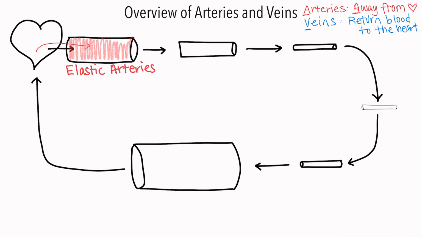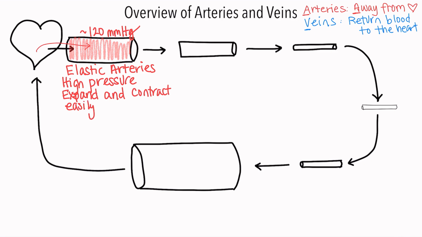These are the ones that are going to have the highest blood pressure, around 120 millimeters of mercury at the start of the circuit. So these are notable for the high pressure that they have to withstand, and that's why they have so much elastic fiber in their walls, so that they don't burst when the pressure comes through them. They're also able to expand and contract easily with each beat of your heart. So they get the blood flowing toward the organs.